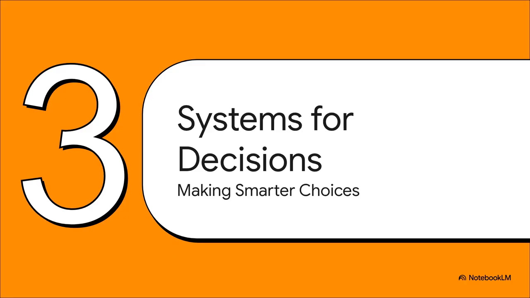Okay, buckle up for Module 3. This is where it gets really interesting for us as managers. We're talking about systems for decision-making. So we have the hardware, we have the software, now what? How do we actually use all this tech to make better, smarter business decisions?